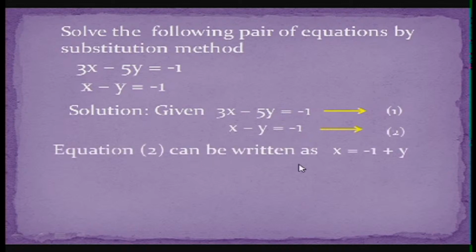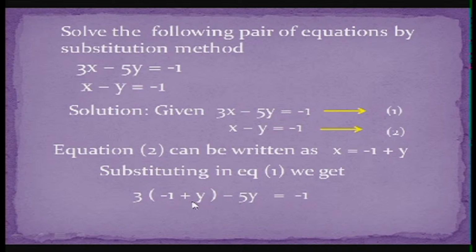Now, equation 2 can be written as x is equal to minus 1, and I am transposing this minus y to the other side, I get plus y there. So, I get value of x as x is equal to minus 1 plus y. Substituting in equation 1, we get 3 times of minus 1 plus y, because we got x value as minus 1 plus y. So, we are substituting this in equation 1. I get 3 times of minus 1 plus y minus 5y is equal to minus 1.